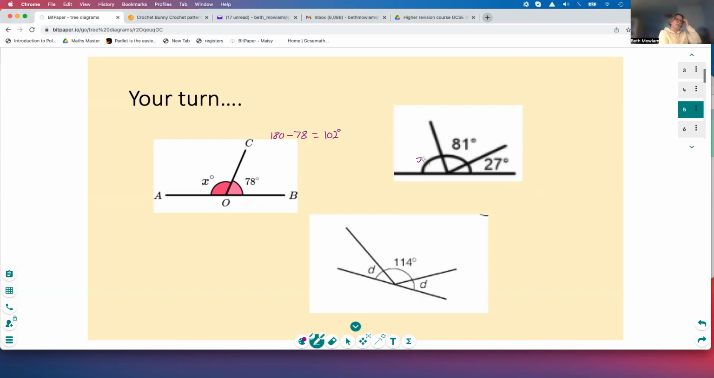Good, for this one, I haven't labelled the x, but it's that one there. So remember, we add up the 2 that we know, or however many we know. So that is 108. We do 180 minus our answer. So 180 minus 108 is 72 degrees. So x is 72 degrees.